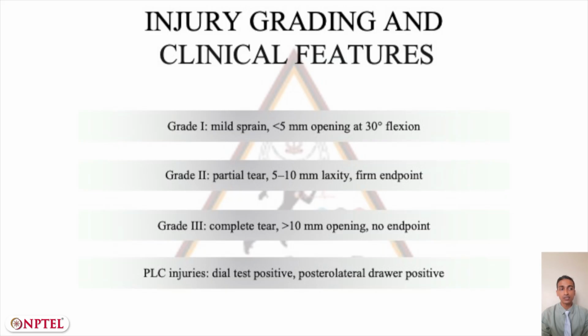For PLC injuries, to identify instability, we use the dial test, the posterolateral drawer test, and the reverse pivot shift test. I encourage everyone to look up on the net the method by which these tests are performed. A positive test usually means a PLC injury along with a cruciate ligament injury.